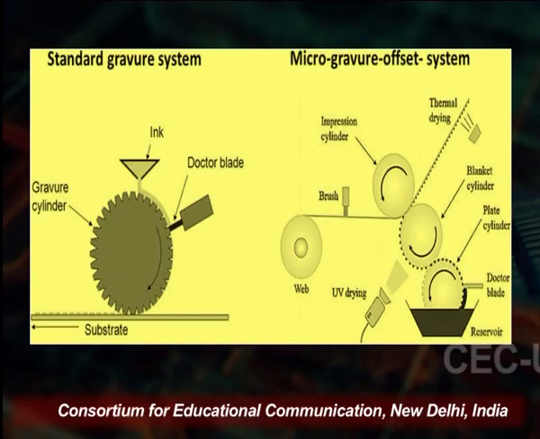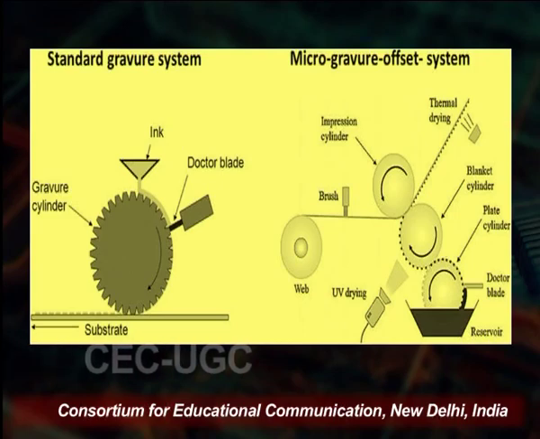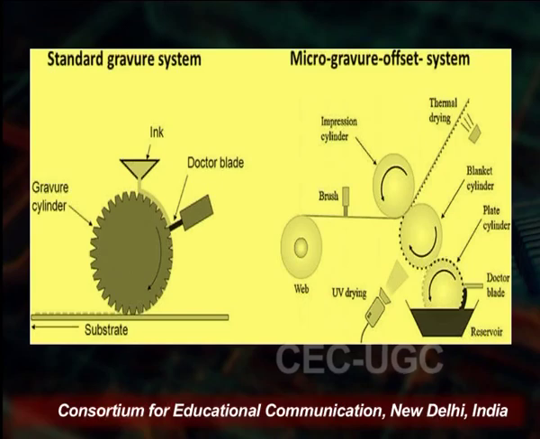The size of the engraved microcell is responsible for the ink pickup from the reservoir lying beneath the cylinder, or filled with dispensing nozzles from the top. The extra ink is removed from the surface using a doctor blade to avoid cross contamination or unwanted deposition of the ink on the substrate. You see on the screen that this is the standard gravure system.